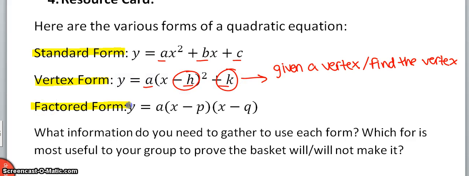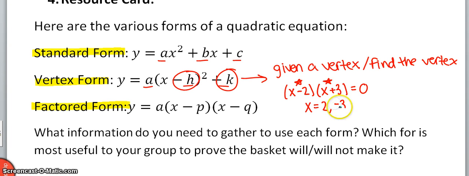Last form is our factored form, which is y equals a times (x minus p) times (x minus q). This may be the most unfamiliar form, but it kind of looks like when we had equations like, I don't know, (x minus 2) times (x plus 3) equals 0. Okay, the only difference is, of course we have variables, but also it's set equal to y. Now when we were given this form and we used the zero product property to solve, we got that x is 2 and x is negative 3.